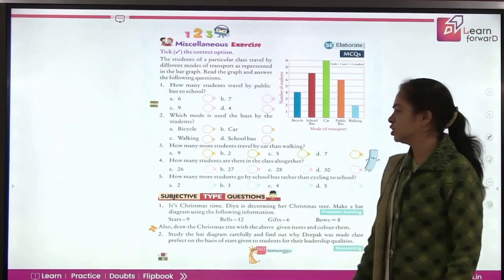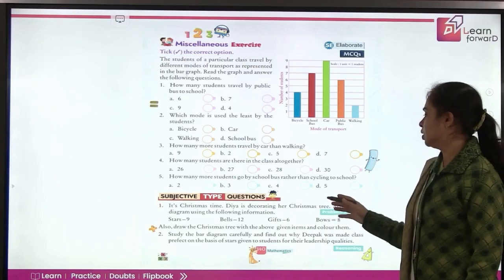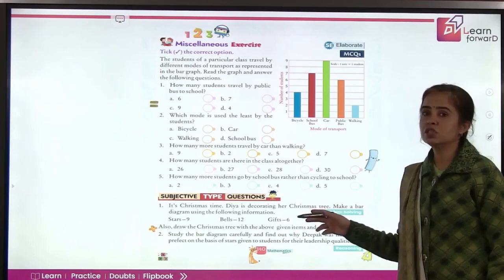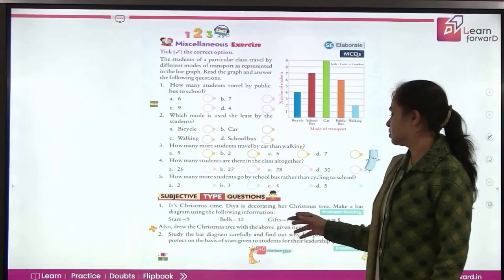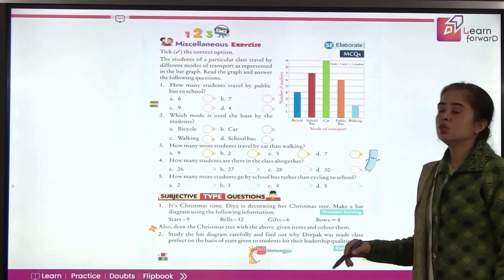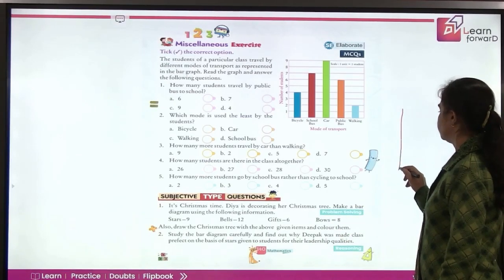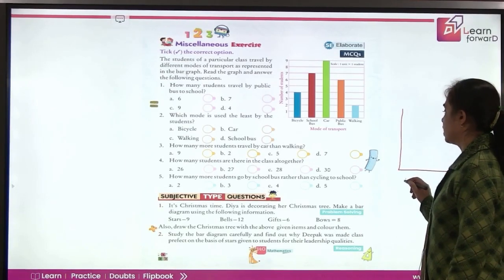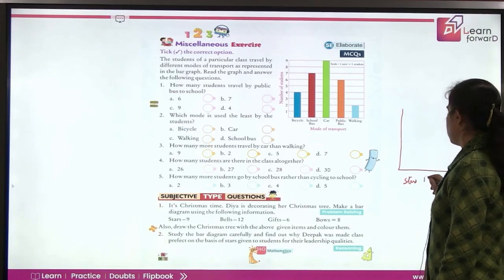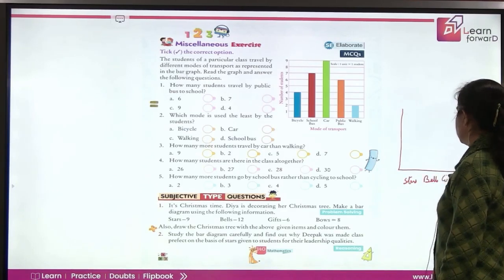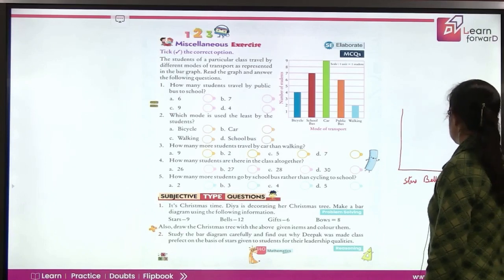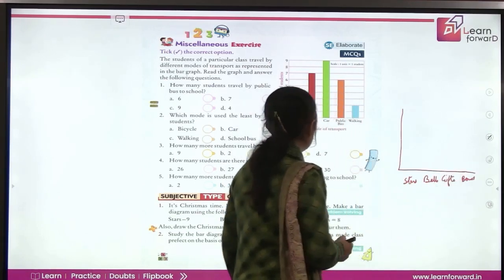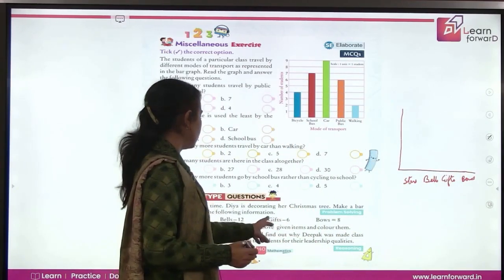Now subjective type questions for you. It's Christmas time. Dia is decorating her Christmas tree. Make a bar diagram using the following information. She is using 9 stars, 12 bells, 6 gifts, and 8 bows. So you will be just drawing a bar graph to show this information. We have stars here, then you have bells, then gifts, and last but not the least, you have the bows here, right? So these are the 4 things. What about the number? The number is starting from 6 and going up to 12.